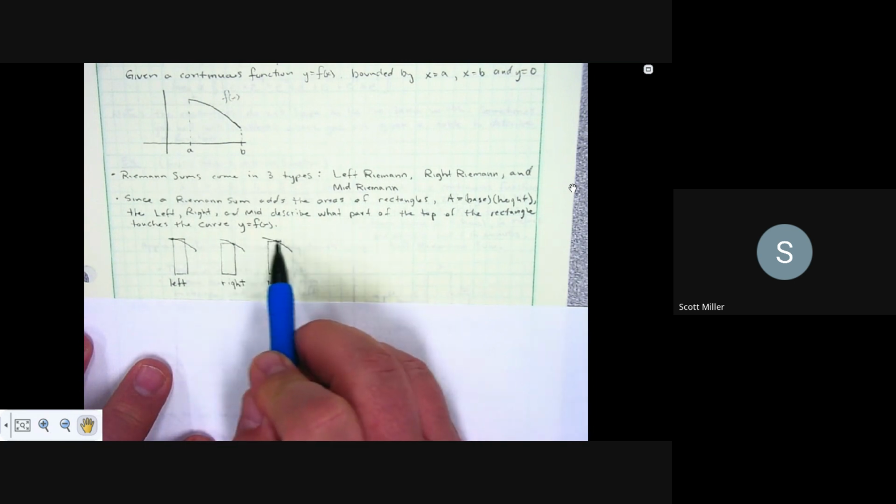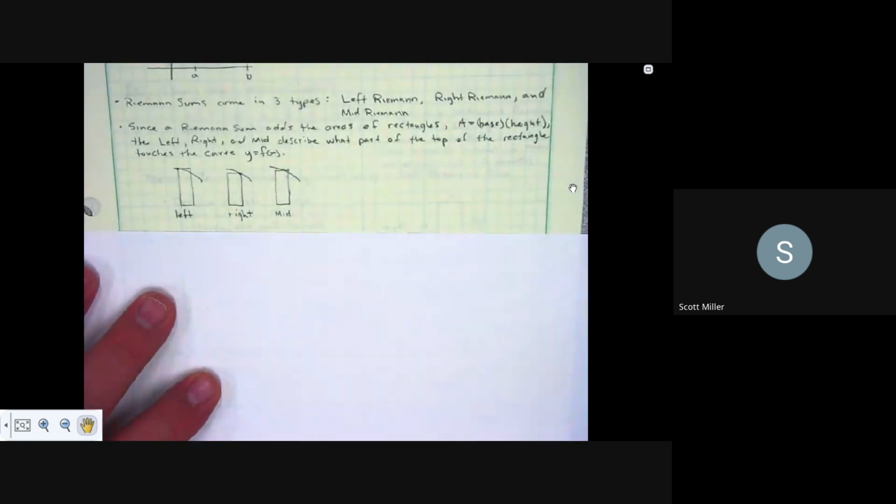The right will be above or below, depending on the situation. If I have a right, then the right side of the rectangle will touch the curve. And if I have a mid, then the midpoint of the rectangle will touch the curve. You need to be familiar with all three aspects of this, and so we will explore all of those as best we can. So that's that. So let's look at a left Riemann sum of this problem up here.